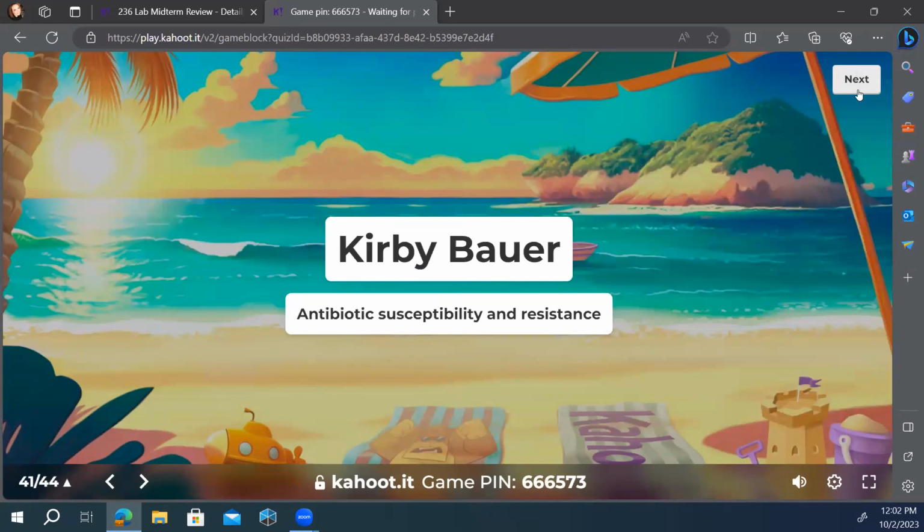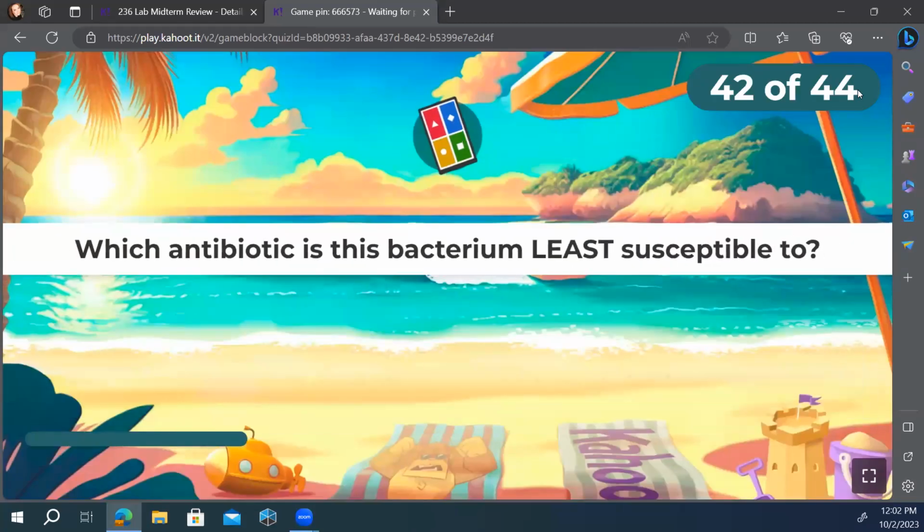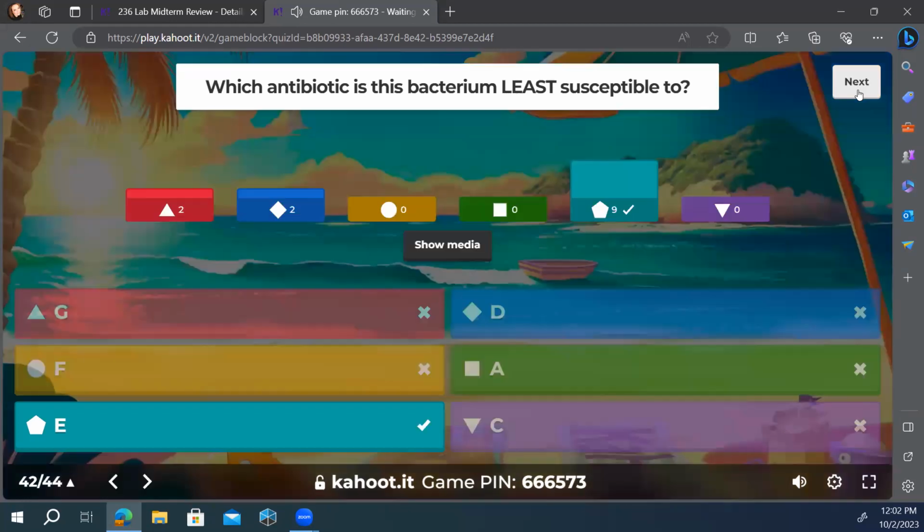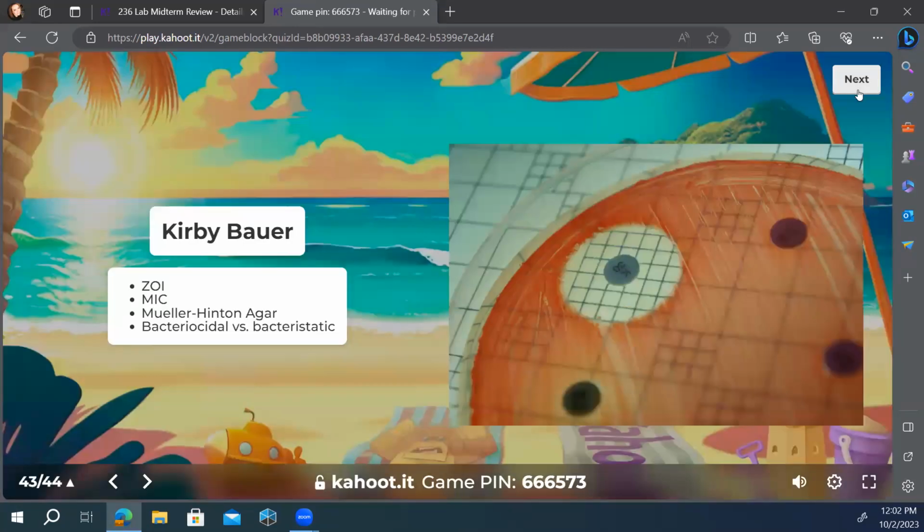All right, next is the Kirby-Bauer assay. This is our antibiotic susceptibility and resistance assay. So which antibiotic is this bacterium least susceptible to? Which one is it least susceptible to? All right, so our answer is going to be E for this one. You got that one, right? Because it clearly wasn't stopped at all by that. It didn't care.